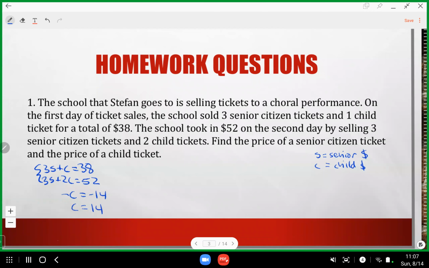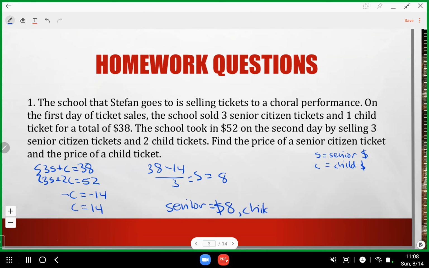After that, I plugged 14 for C into the first equation. So 3S plus 14 equals 38. So 3S equals 24 and S equals 8. So the senior ticket price costs $8 and the child ticket price is $14.